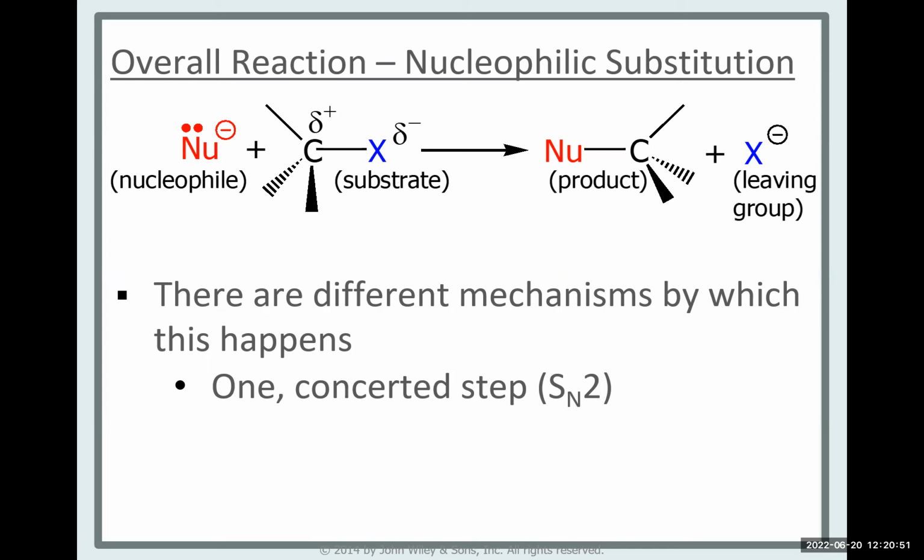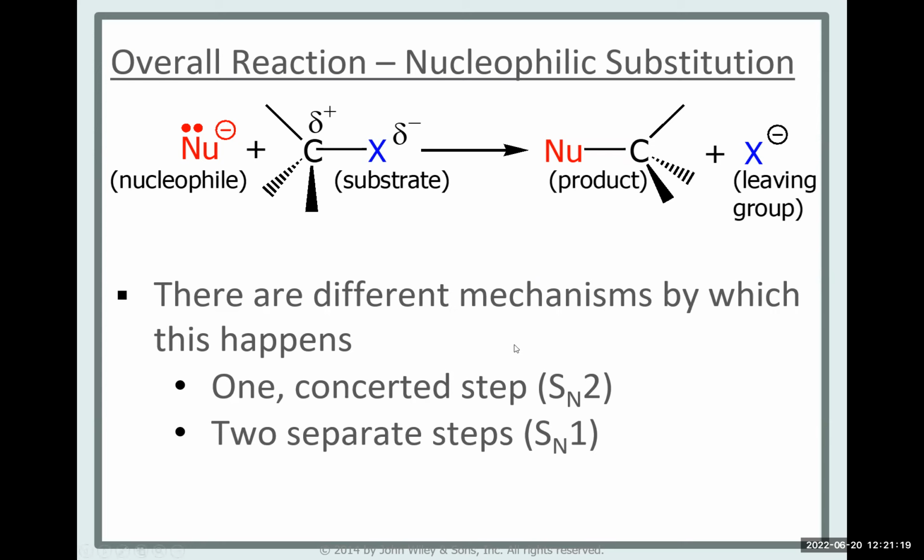The two is because there's two molecules involved in that one step. I would like it better if it was called an Sn1, but that's not how it works. So we have to go with what it already is given to us as. One concerted step means the nucleophile attacks while the leaving group is leaving. It happens sort of all at once in this smooth transition. And then you have your substitution.